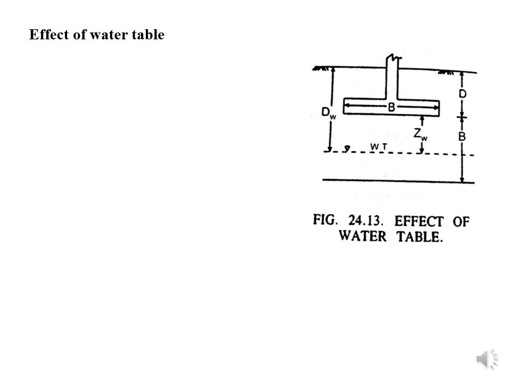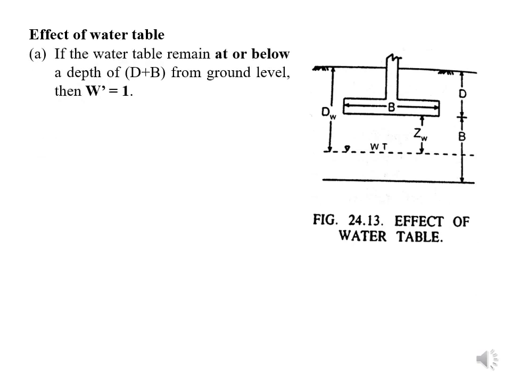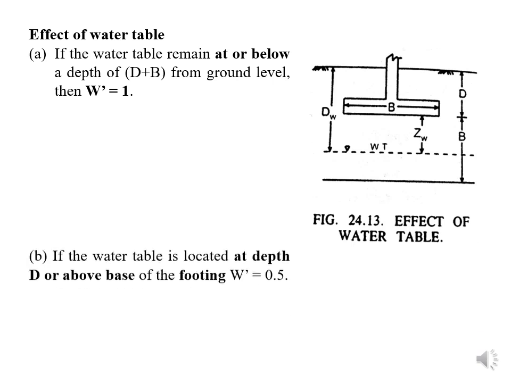ZW is also the depth of the water table below the base of the footing. So how can we find out the value of W dash so that we can incorporate it in the third component? If the water table remains at or below a depth of D plus B from ground level, that means what? These things we have also seen in the Terzaghi theory. D is the depth of the footing, B is the width of the footing. So if the water table exists at D plus B, in that case the value of W dash we shall directly use as 1.